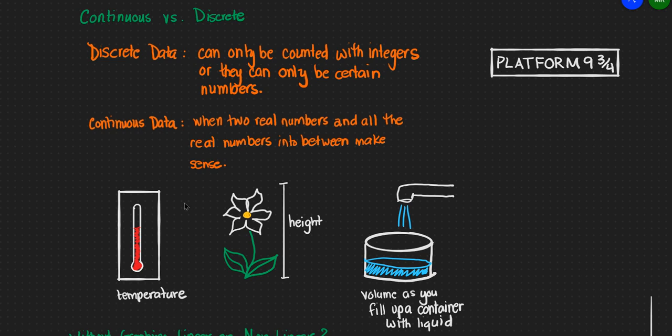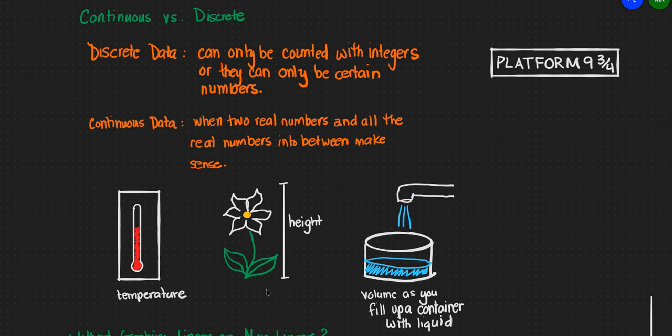For instance, temperature. If we are recording the temperature throughout the day and in the morning it was 0 degrees, but by noon it was 10 degrees, well, we know it didn't just go from 0 to 10 degrees Celsius and skip all the values in between. It actually hit every single one of those little values as it made its way up to 10 degrees. That would be an example of a continuous data set.